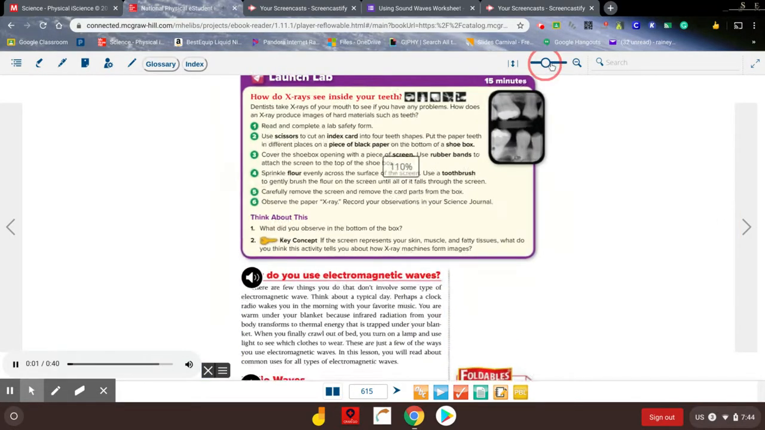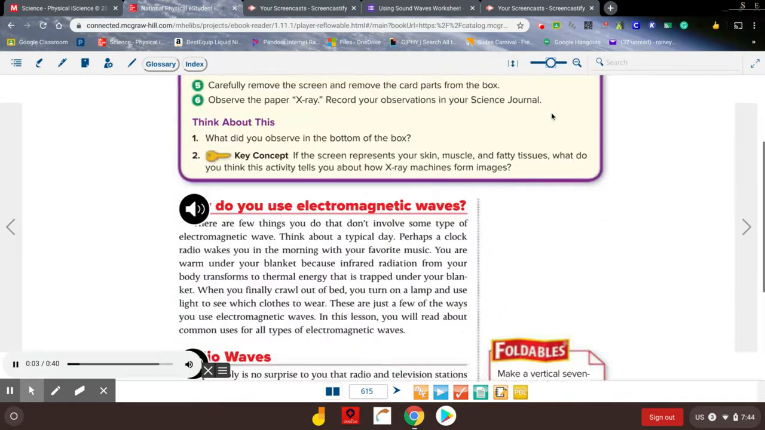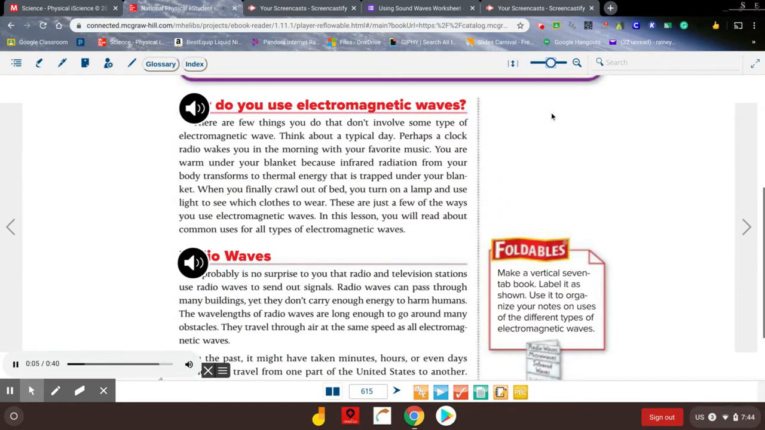How do you use electromagnetic waves? There are few things you do that don't involve some type of electromagnetic wave. Think about a typical day. Perhaps a clock radio wakes you in the morning with your favorite music.